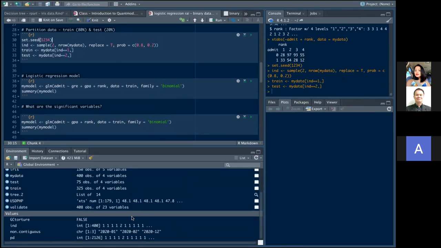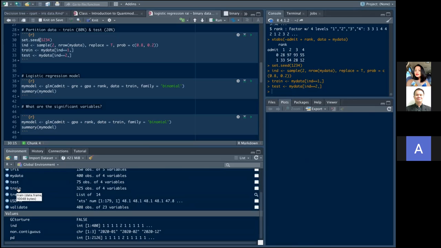Okay, you now have below: the train data set has 325 observations, and the test data set has 75 observations. Because we split the 400, my data has 400 observations, so it was split into two, approximately 80 and 20%.